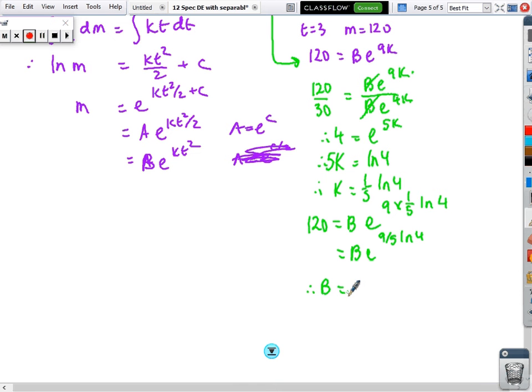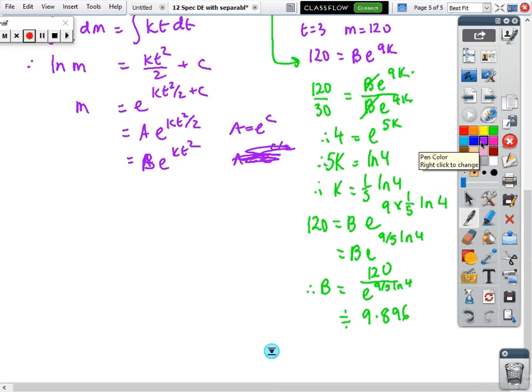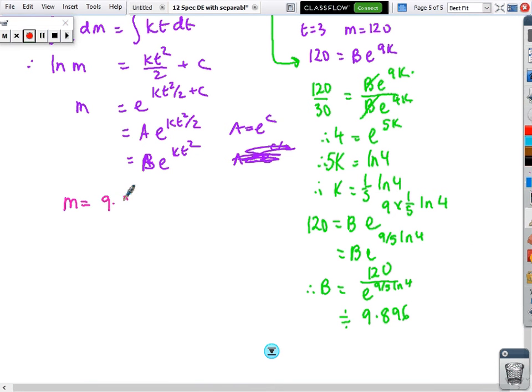So b equals 120 divided by e to the 9/5 log 4, and on your calculator, I got about 9.896. Okay, so the formula M equals 9.896 e to the kt squared is the formula. Oh, k we know, so k is 1/5 log 4. And so the question is, when is it going to be 10,000?